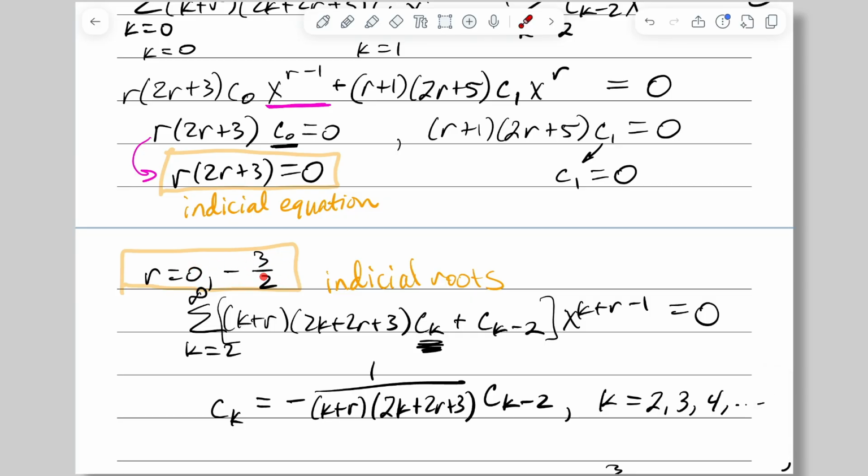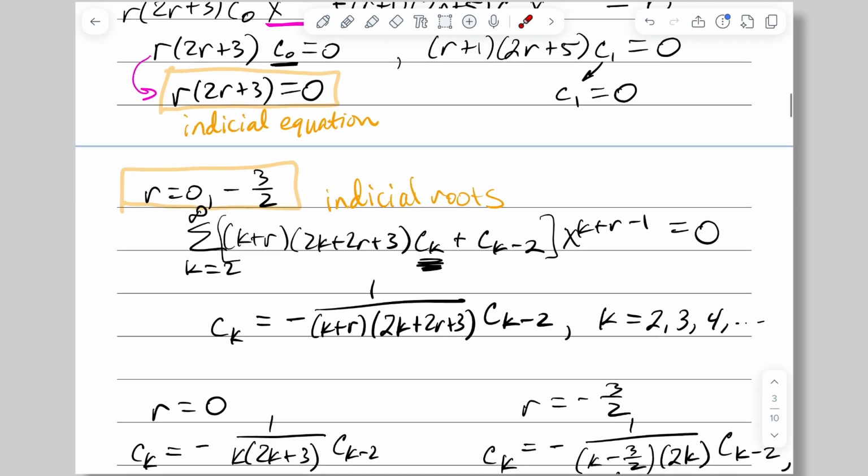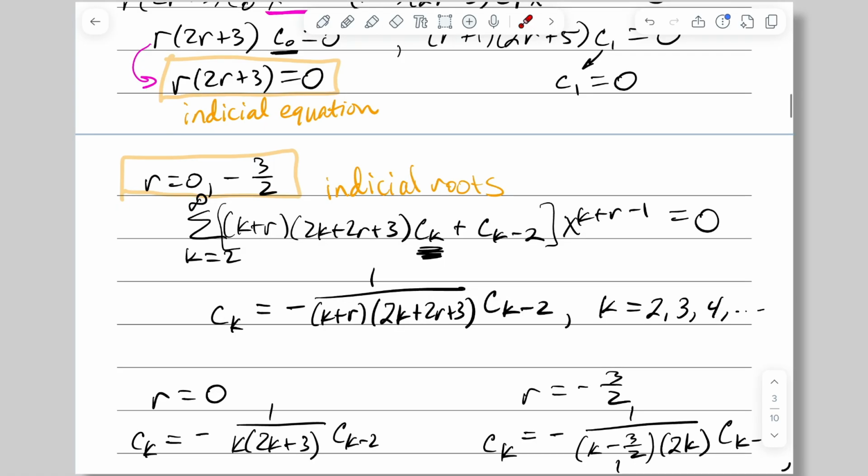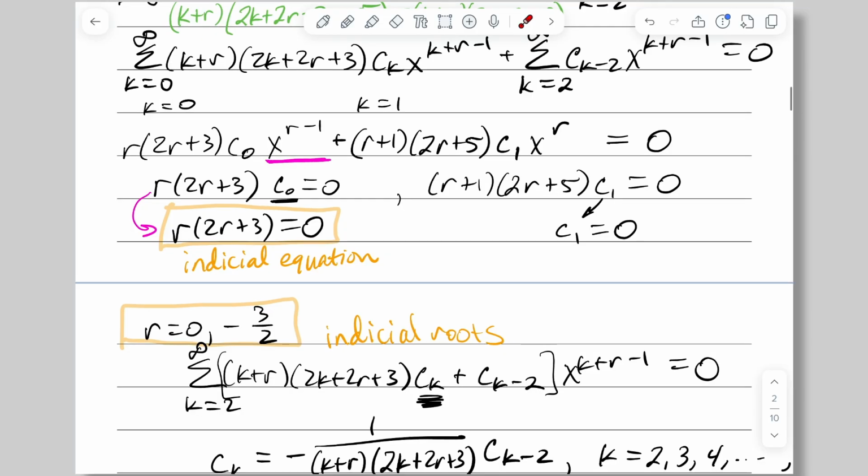When we subtract them, we don't get an integer. That's a distinction that is going to be important later. In particular, it'll be important when they do differ by an integer. We'll get to that later, but I wanted to flag the vocabulary: indicial equation and indicial roots. And also, I'll remind you, the indicial equation comes from the term that has the smallest exponent on x.